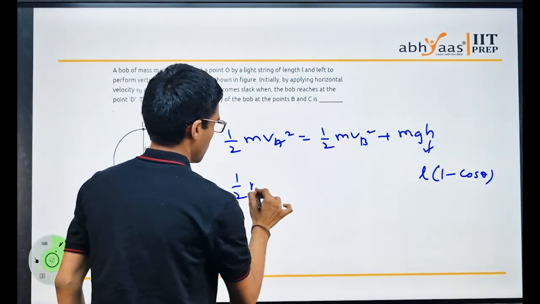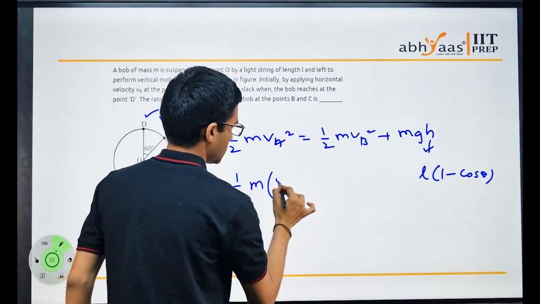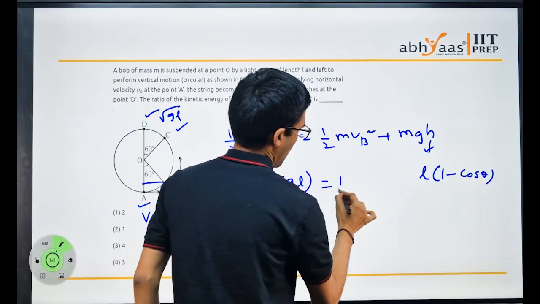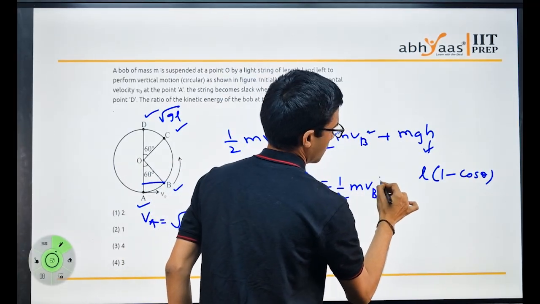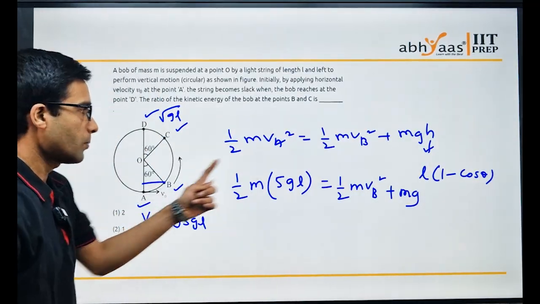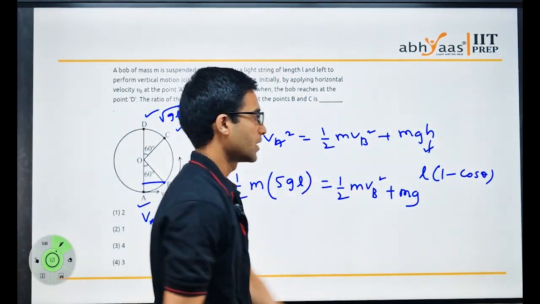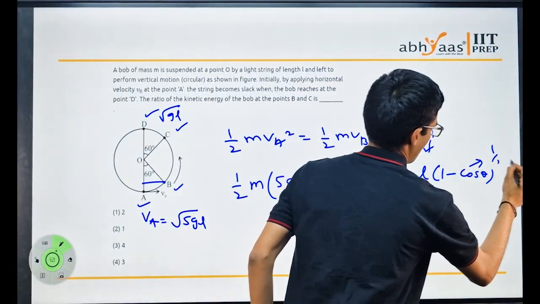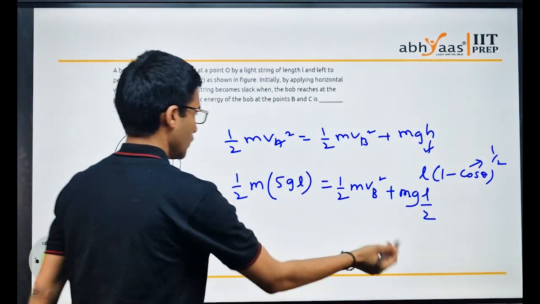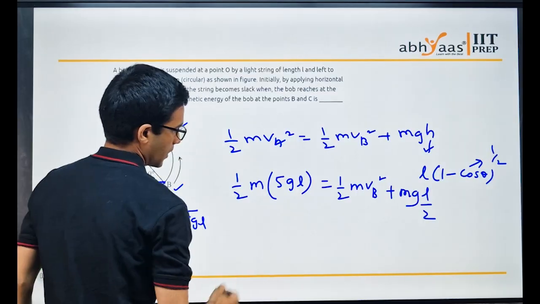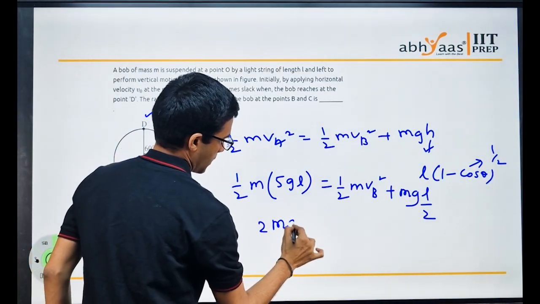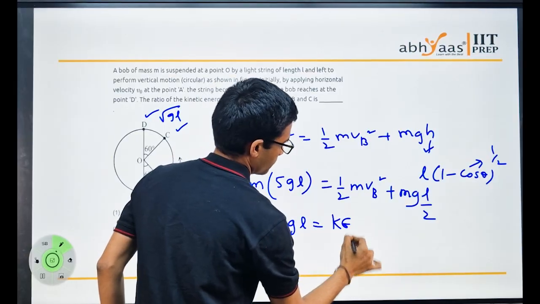So half m Va, I just told, that is root 5 GL. If you square it, you will get 5 GL. So half m Vb square plus mg into L into 1 minus cos 60. Cos 60 is how much? 1 by 2. So 1 minus 1 by 2 is 1 by 2. You will get L by 2. So if you bring this one, 5 by 2 minus 1 by 2 is how much? 4 by 2, that is 2. 2 into mgl. This is KEB.